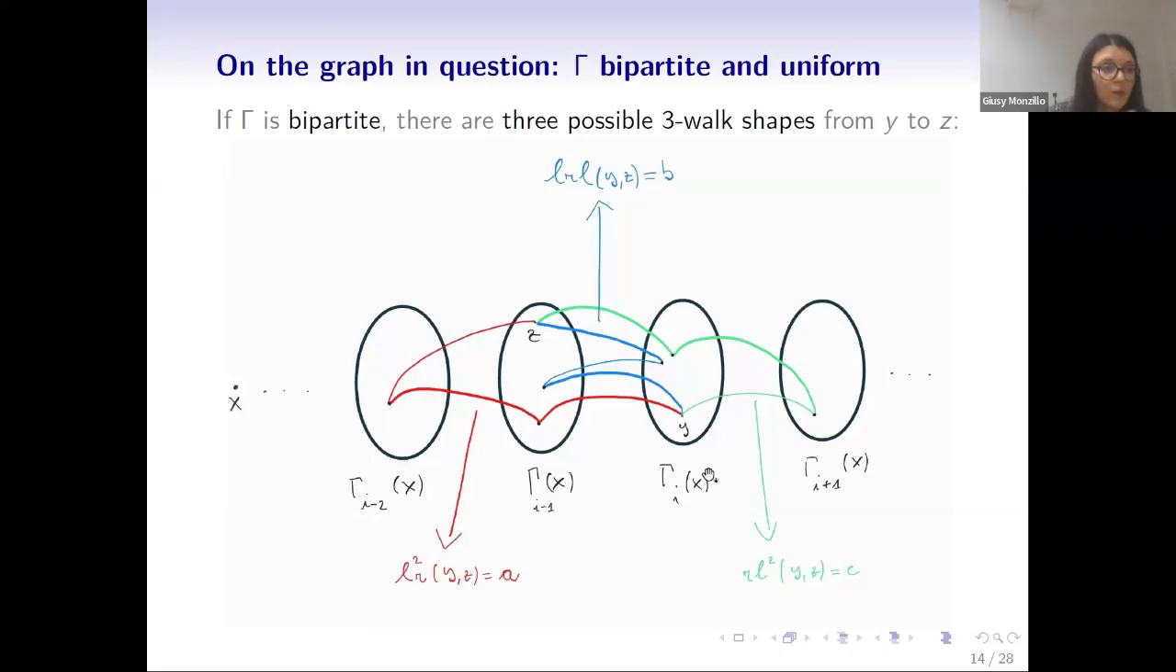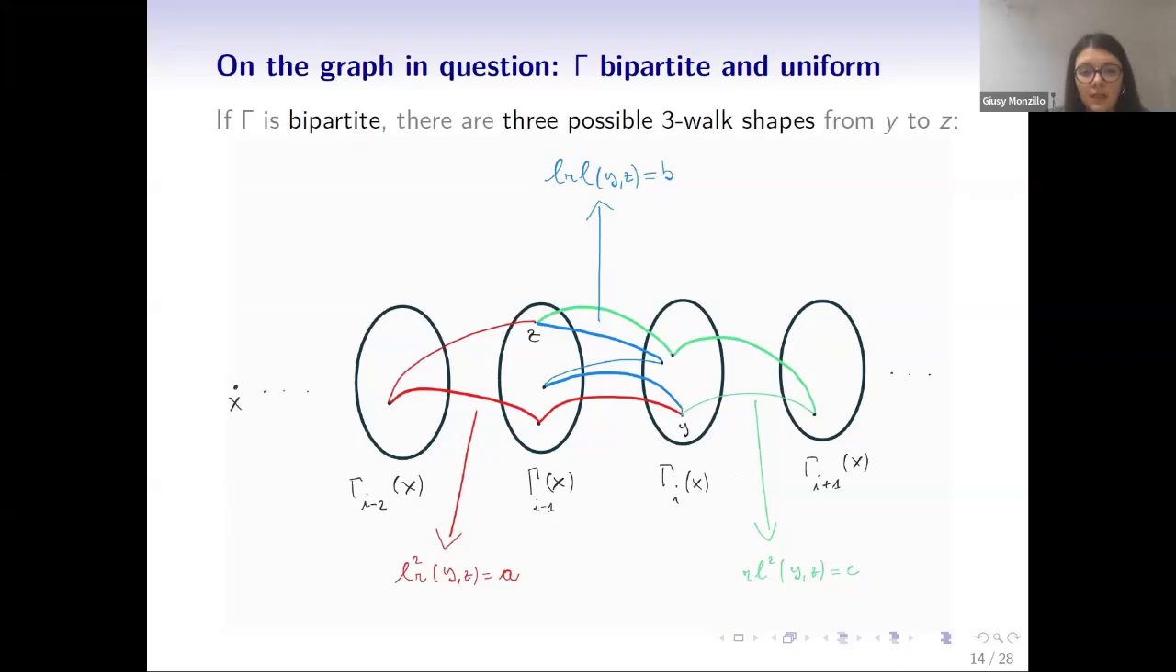Once we fix this vertex x, we can always imagine to organize, to partition our vertices with respect to the distance from x. And so we have these i subconstituents, these layers. For y at distance i from x and z at distance i minus 1 from x, these are all the possible three walks that we have from y to z. The shapes, of course, the number will be, in this case, A, B, C.